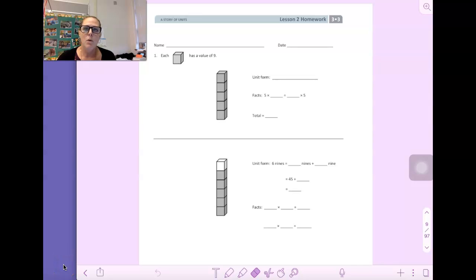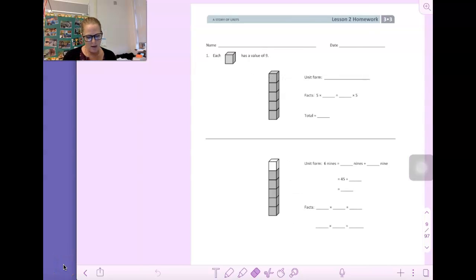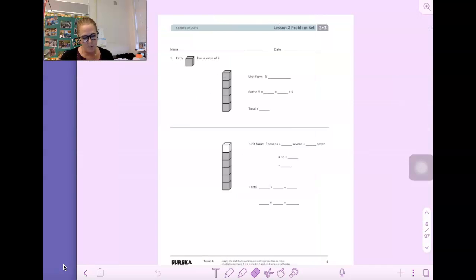Hi, boys and girls. We are going to work on the lesson 2 problem set. So let me find the lesson 2 problem set. And we're going to do problems numbers 1, 2, and 3 together. So let's take a look here.